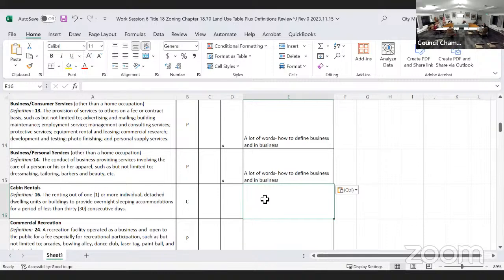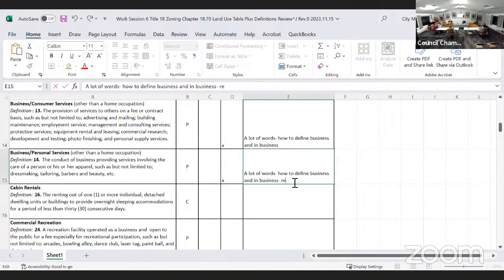The difference being one being service-based, business consumer service, and the other personal service related to the care of a person or his apparel. Those seem to be the only differences. So maybe there's a chance we can relook at those and combine or maybe take out some of the. I agree that those could be combined just to make things a little easier to understand.